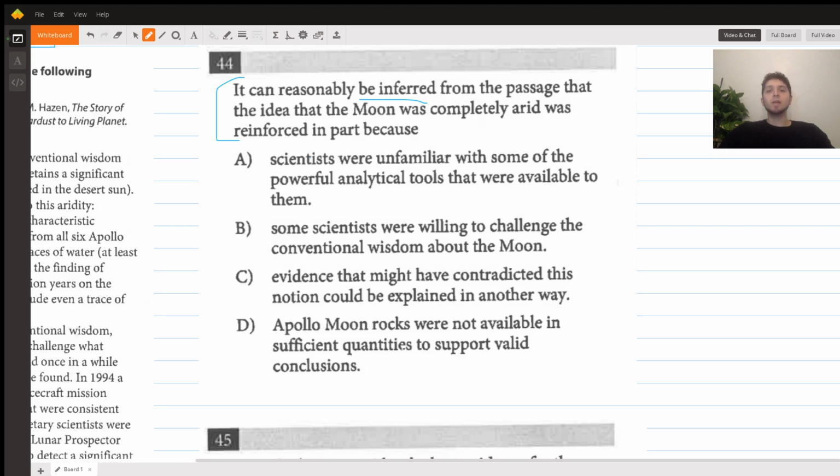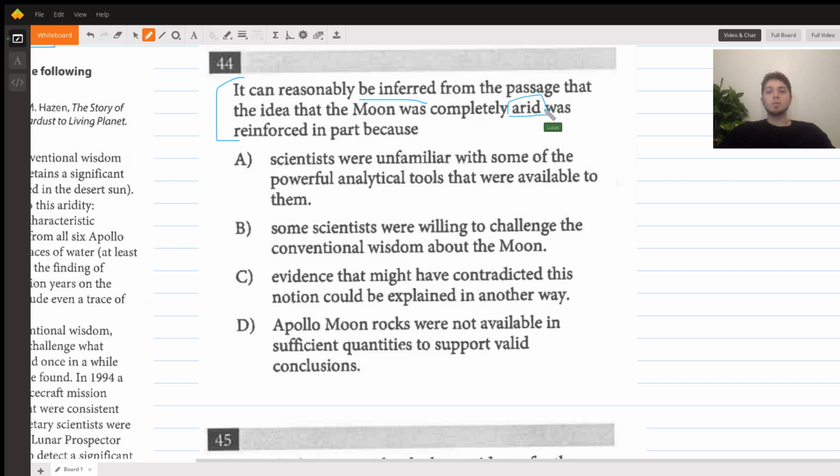So we're still not going to make any assumptions. We're still not going to read into the text too much. However, we should suspect in advance that the answer choice or the text is going to be a little less obvious, or we'll have to make one little logical connection. So we need to go down to the answer choices now, and we're going to be looking for something that the passage says. Basically, the belief that the moon was completely arid, and this word means dry.